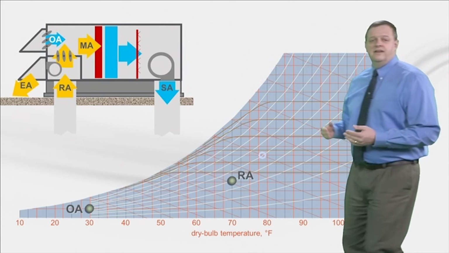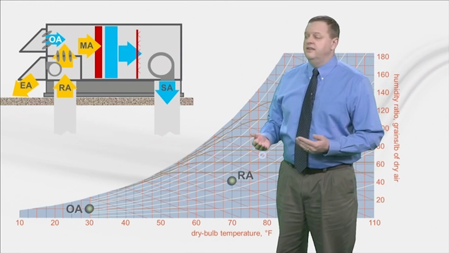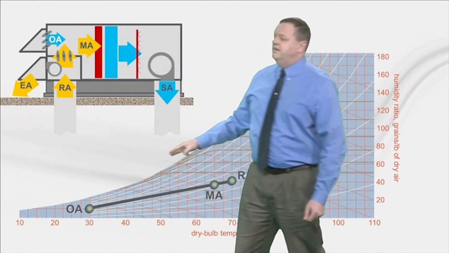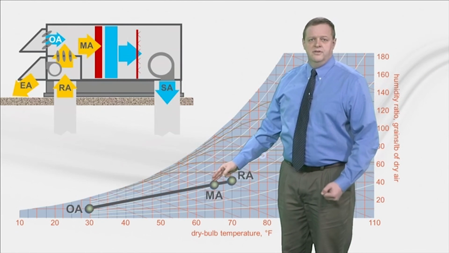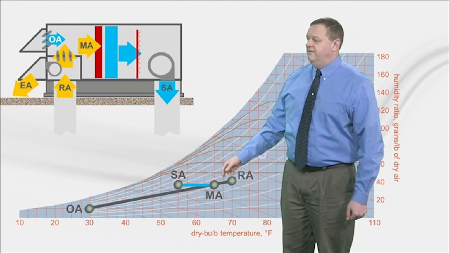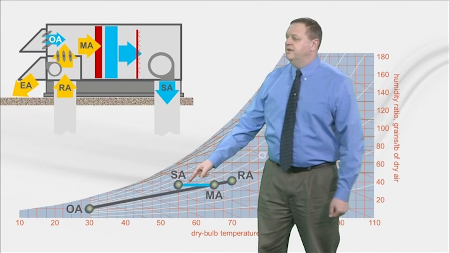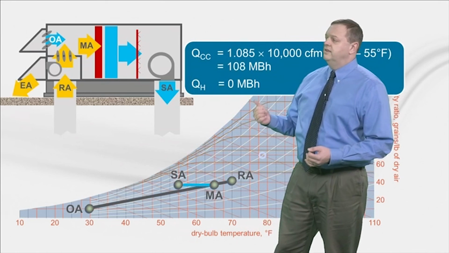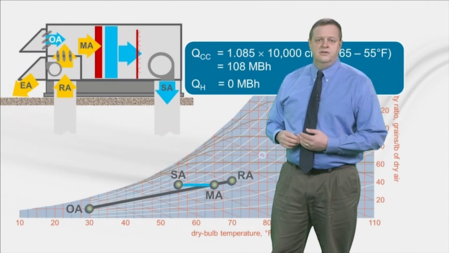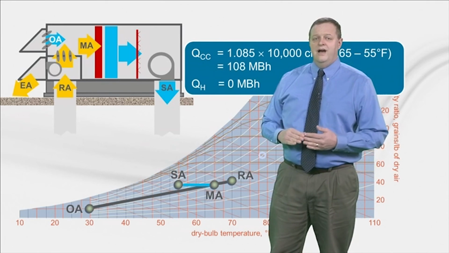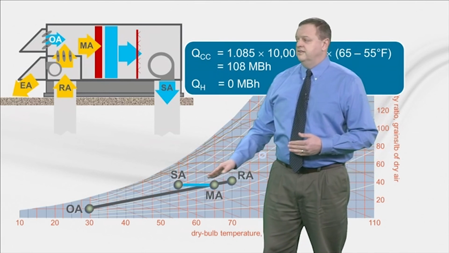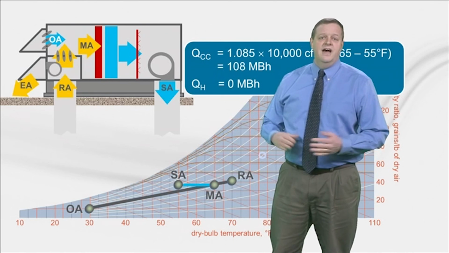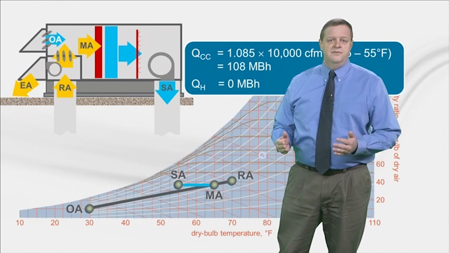Now let's see what would happen if the economizer was disabled instead. The outdoor damper is closed down to its minimum position, so the mixed air temperature is warmer. Now the cooling coil must be activated to cool this air to the required supply air temperature of 55 degrees. And the resulting load on the coil is about 108 MBH. But with less dry outdoor air entering the system, the supply air is not as dry. In fact, at this condition, the humidifier does not need to operate to maintain space humidity.